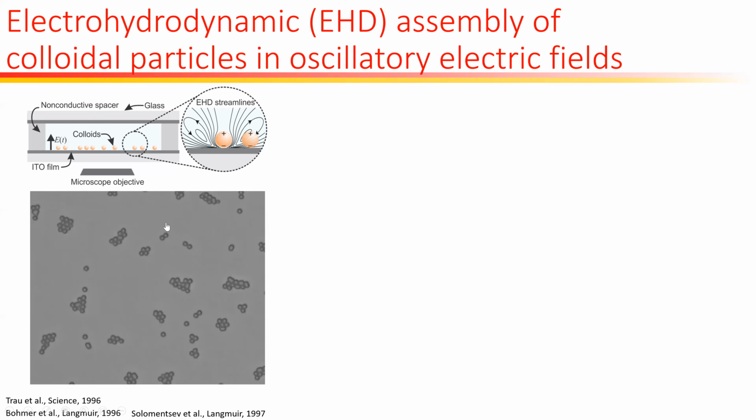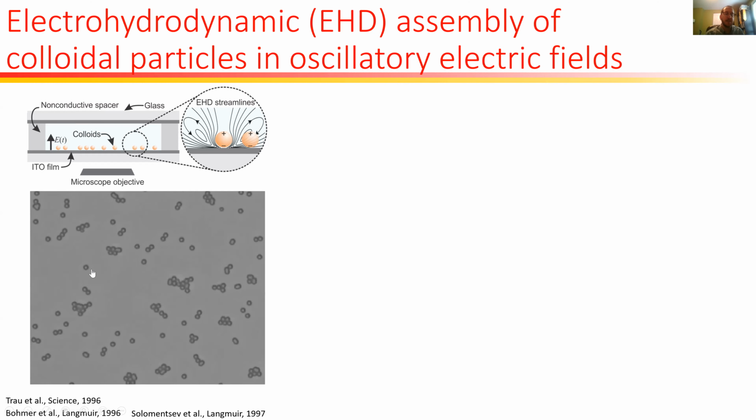This video shows assembly of, I believe, 2 micron polystyrene particles into colloidal crystals. The electric field we use here is about 500 hertz, so a relatively low frequency. What happens is that when we apply this electric field, each colloidal particle is polarized, and we form contractile fluid flows directed towards each particle, which then causes all the particles to clump together and form these 2-dimensional aggregates.